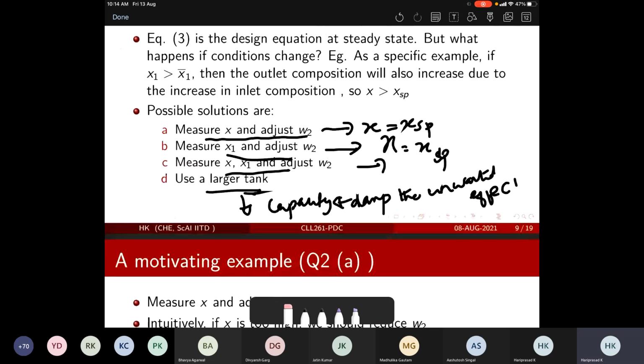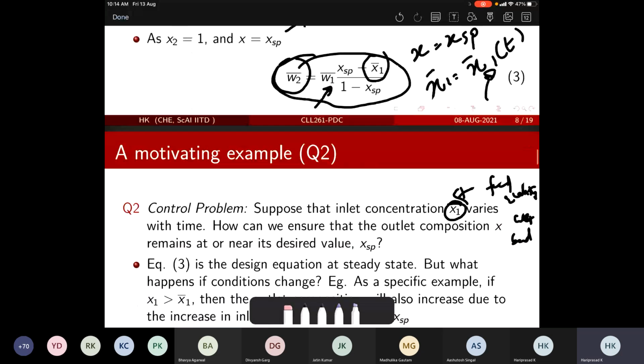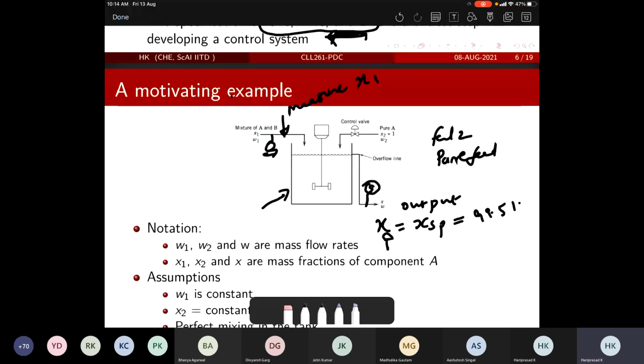So one option, as I told here, is you measure x and correct W2 because you have a control valve. Hello, sir. Go ahead. Sir, your voice is not very clear. We have to make a lot of effort to understand what you are saying. Is it any better now? Yes, sir, it is better now. Hold on, let me also switch off my fan to avoid any disturbance. It should be better now. Yes, sir, it's perfect.